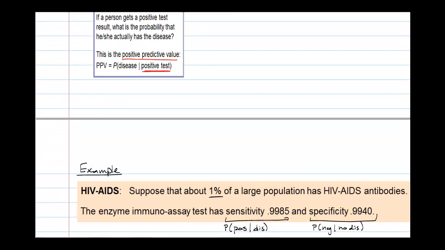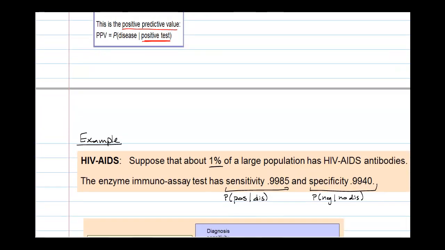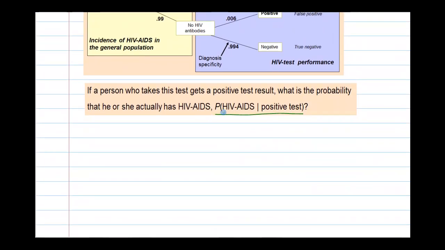So let's look at that value, the PPV, which we can see from up here is the positive predictive value, and that's the probability that they have the disease given they tested positive. So let's look at the probability of HIV/AIDS given they tested positive. I'm going to abbreviate this a little bit. That would be the probability that they have HIV/AIDS and tested positive divided by the probability that they tested positive.